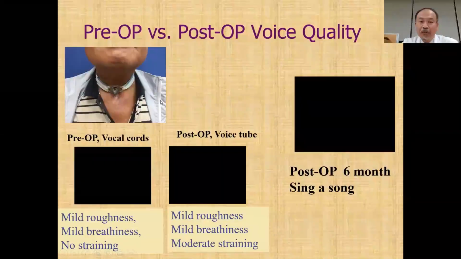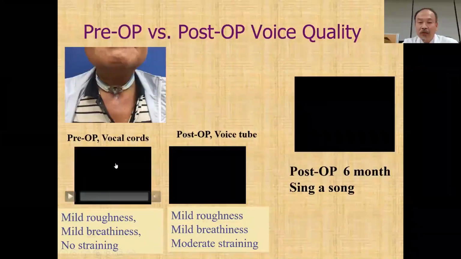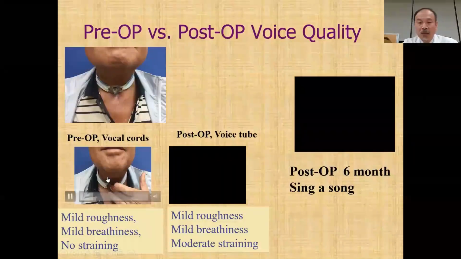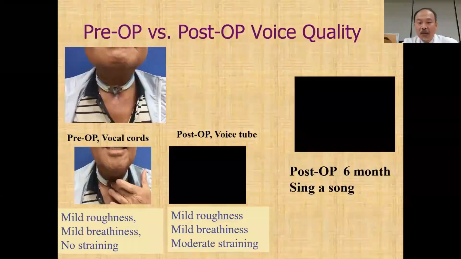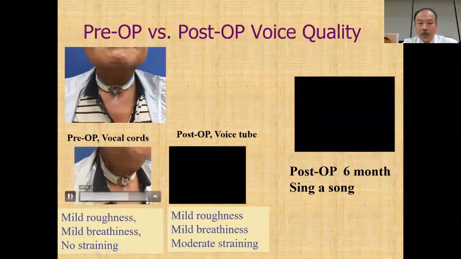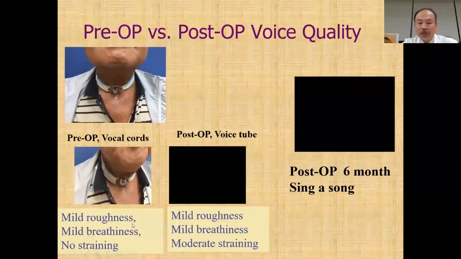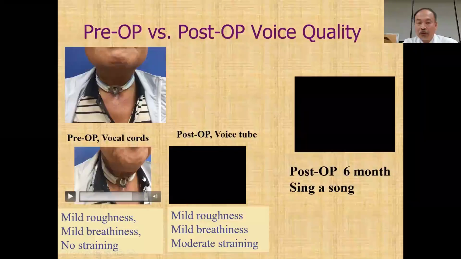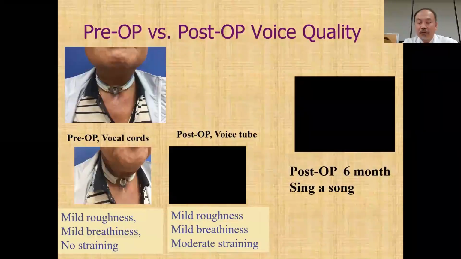And here we compare the before operation and post operation, the speech quality. This is the patient's speech by the vocal cord. His speech, his address. And it's mild roughness and mild breathiness and mild straining because after concurrent chemoradiotherapy, there is the auxiliary radionecrosis of the trachea. And he cannot swallow. So the patient asked to do the total laryngectomy and do both the swallow and the voice reconstruction.